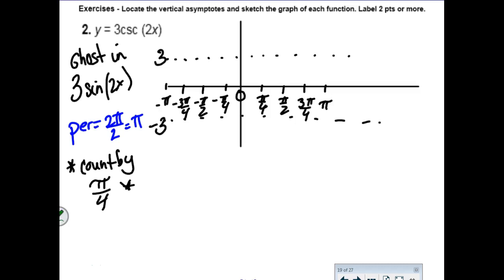So I'm going to ghost in sine, which starts at middle, 0. But this isn't actually the graph. All right. But the good news is that was the hardest part of the question. So once you have the sine function ghosted in, now I have to remember to switch all of my midline intercepts, or my zeros, to asymptotes. So all of these intercepts are going to switch to vertical asymptotes.